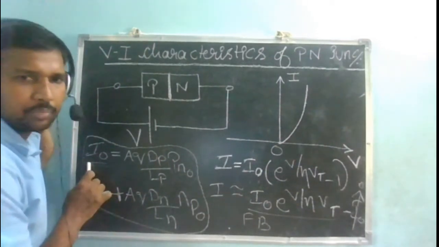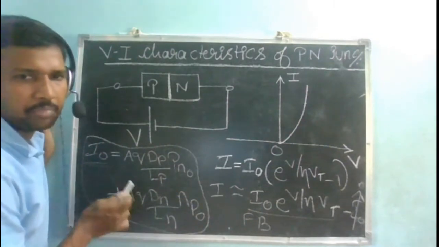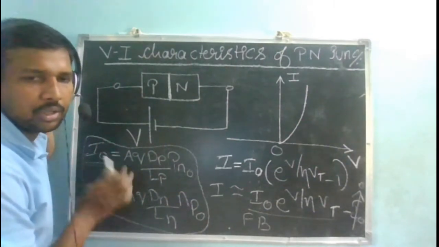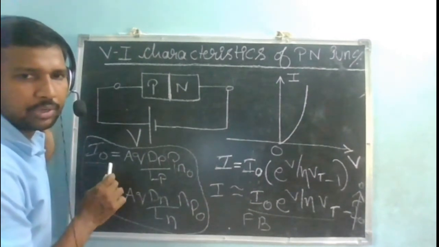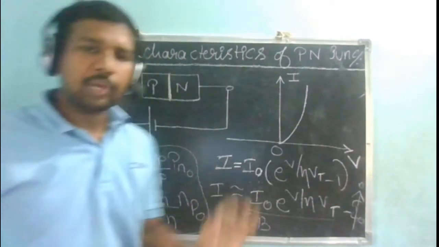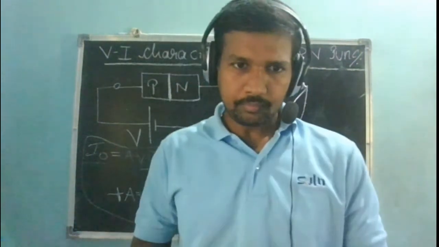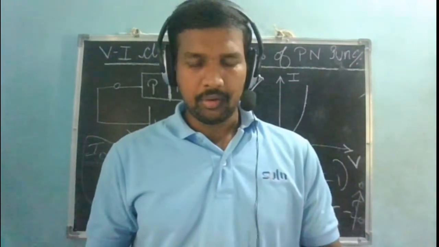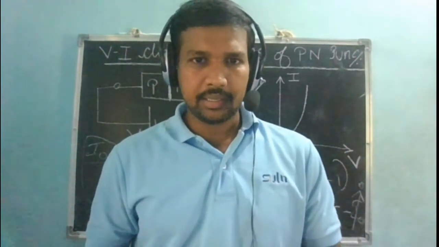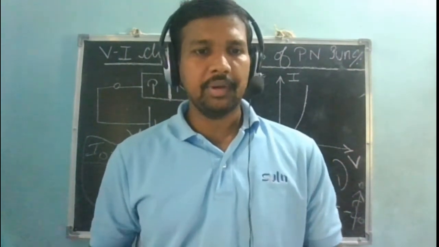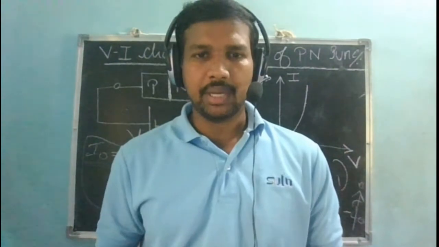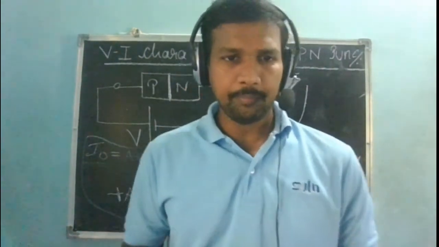It is strongly dependent on minority charge carriers, and the minority charge carriers are in turn dependent on the temperature. So that is why the reverse saturation current is strongly dependent on temperature. The more the temperature, the more I naught. For every 10 degree centigrade rise in temperature, my I naught doubles.